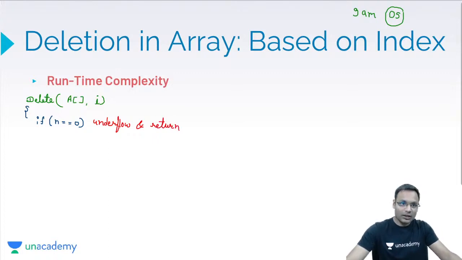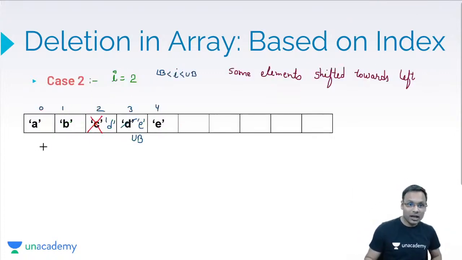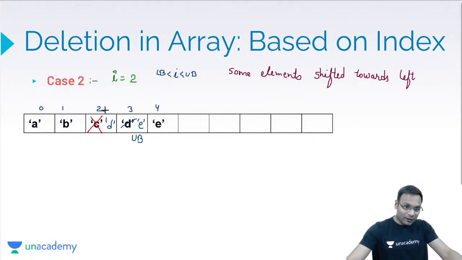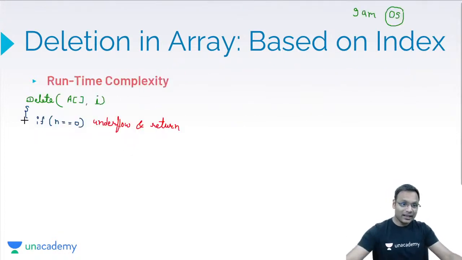If it's not underflow, then we are going to shift the elements. Now look at how the shifting will happen. We will start from index I. The element at index I is to be deleted, so at index I the I plus 1 element comes. So let's write a loop for k equal to I, k less than upper bound, k plus plus.